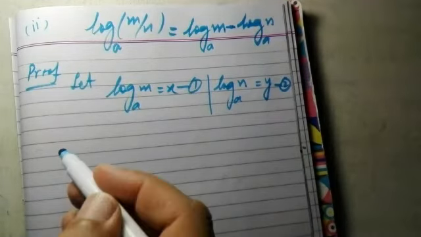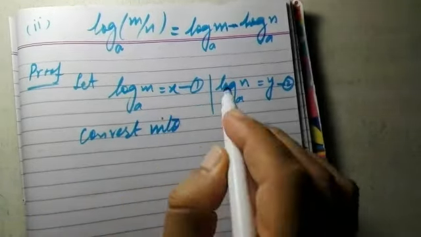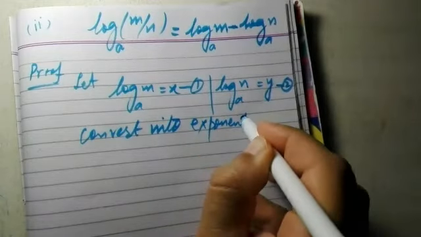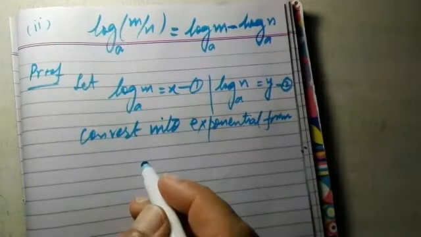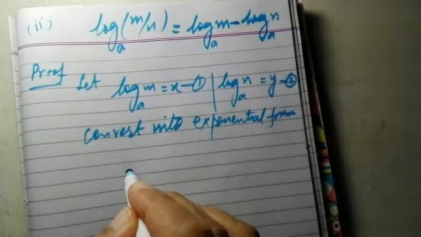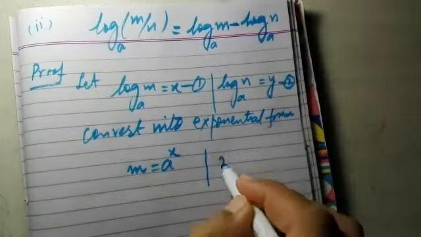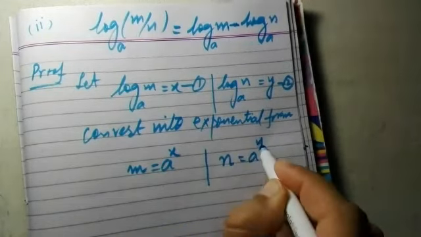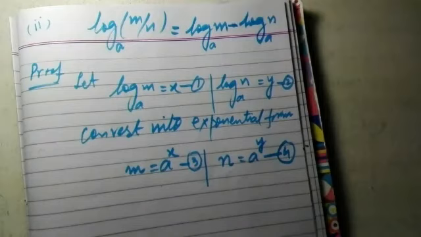Again, you will convert both of these into exponential form. For exponential form, you would write m is equal to a raised to the power x, and n is equal to a raised to the power y, and you can rename them equation number 3 and equation number 4. So till here, the proof of the first and second law are identical. There is no difference at all.